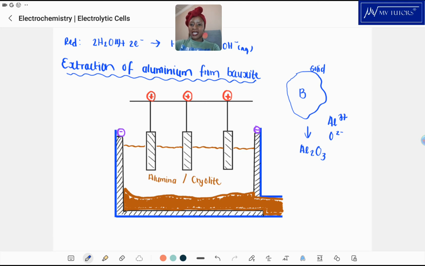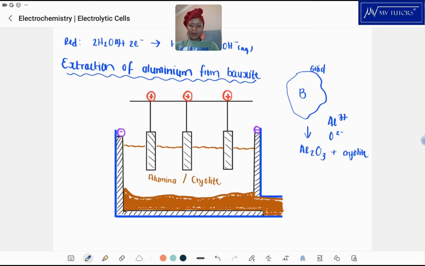So what you would do then, you would add to it what we call cryolite. So what does cryolite do? Cryolite also has aluminium within it. What it does, it dissolves aluminium oxide, because like I said, we want aluminium oxide into its ions, Al3 plus and oxygen O2 minus. We want it in its ionic form. So cryolite helps to dissolve this aluminium oxide.